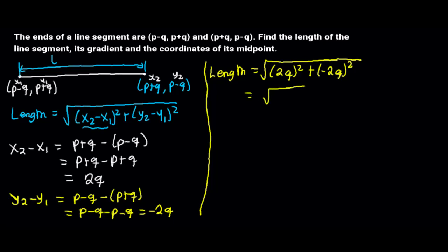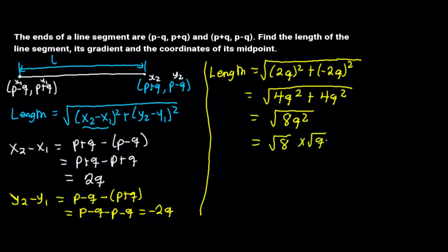Now this gives me the square root of 4Q squared plus another 4Q squared. And this is given by the square root of 8Q squared. This can be written as the square root of 8 times the square root of Q squared. The square root of 8 is 2 root 2. Then the square root of Q squared is Q. And therefore, the length of the line segment is given by 2 root 2 Q.